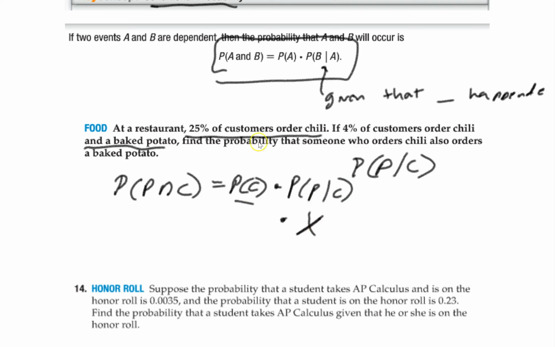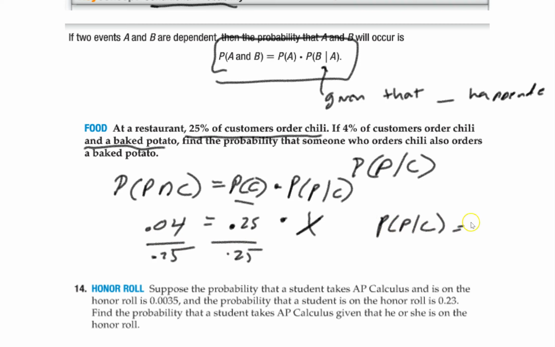Probability of chili, they actually told us in this problem. At a restaurant, 25% of the customers order chili, so 0.25. And potato and chili, right here, 4% orders chili and a potato, so 0.04. Now we're all set up. Just got to divide by 0.25. And I get my probability here is 4 over 25, which is about 16%. 16% chance if you order chili, you can order baked potato.